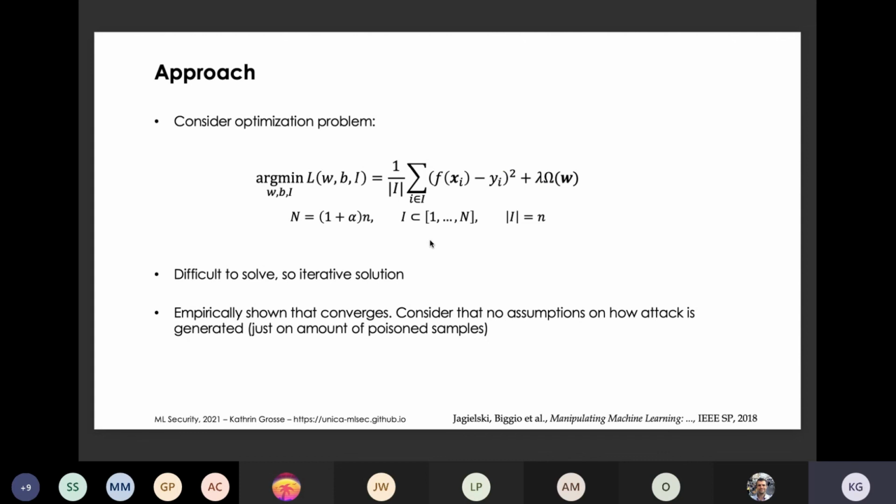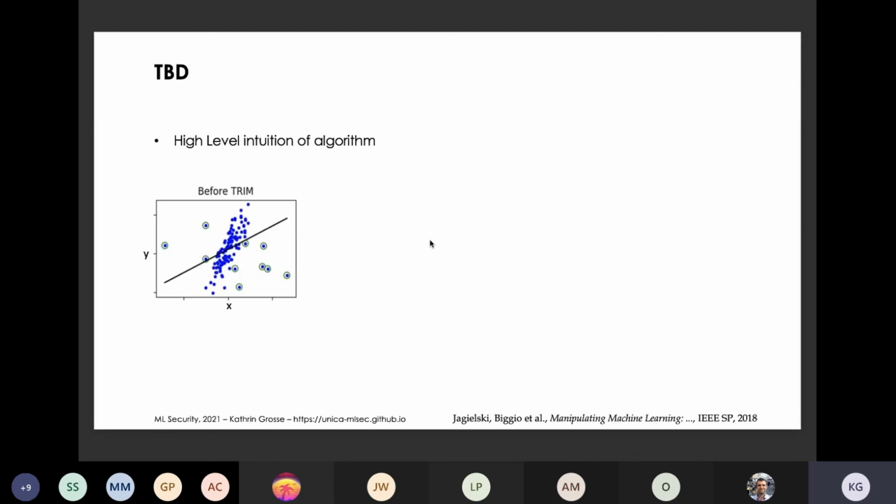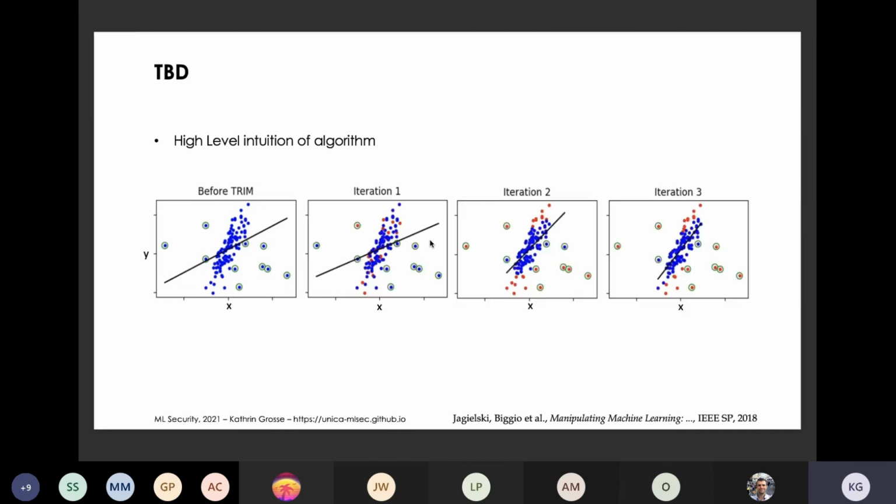And because this is very mathy, I'm going to show you the high-level intuition right now. Before TRIM, you see this is the fitted data, and you clearly see the benign data sort of in the middle, and then you see the poisoning points with a circle around them scattered all over, and you see how much they tilted the regression line. And what happens, or the idea of TRIM, is essentially to learn which points have a large residual and then to ignore them.